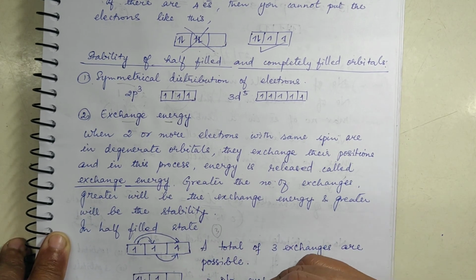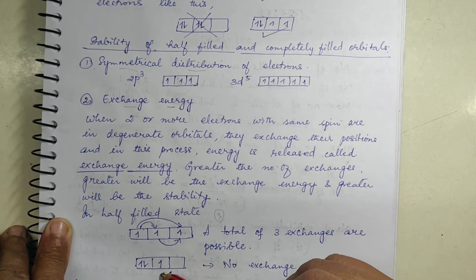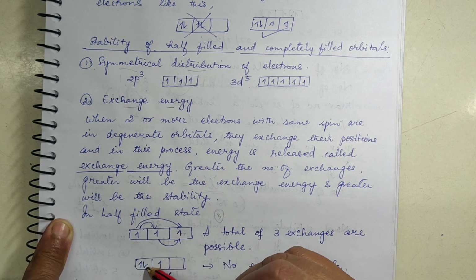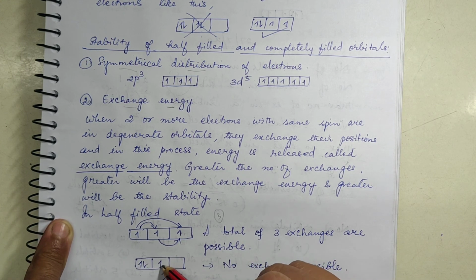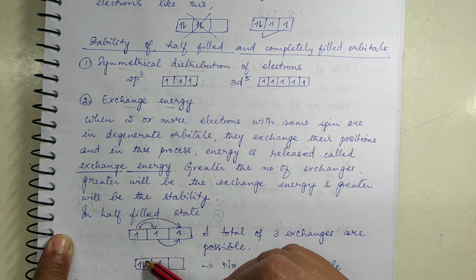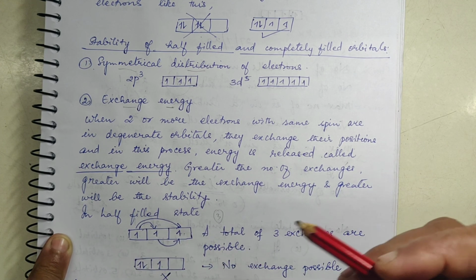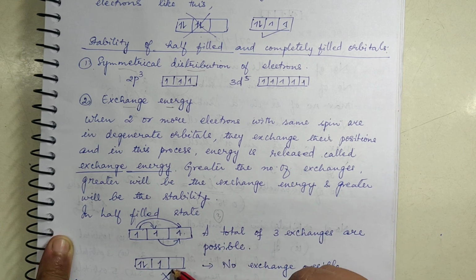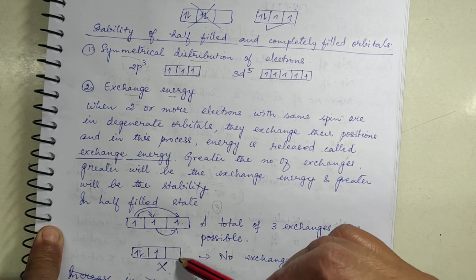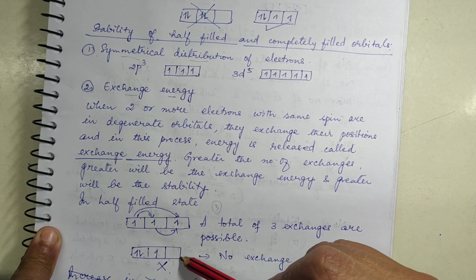Now if you put the 3 electrons in this way, then what you find? Then exchange is not possible, because here also it is 2. This electron, it cannot come here, and this electron cannot go there because it's already fully filled. So no exchange is possible in such a case. That is why you say this kind of filling is not allowed.